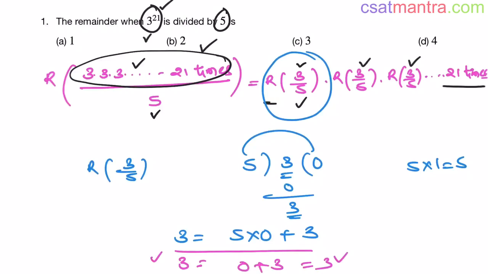So what is the remainder when 3 is divided by 5? Remainder is 3, my friends. What is the remainder when 4 is divided by 5? Remainder is 4, my friends. 4 is equal to 5 into 0 plus 4.